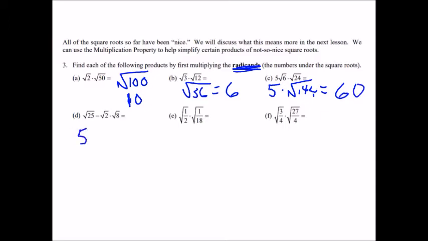This would be 5 minus the square root of 2 times the square root of 8 would be the square root of 16. The square root of 16 is 4, so this would have an overall answer of 1.